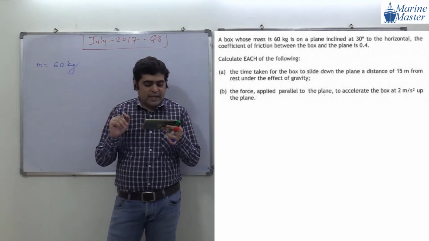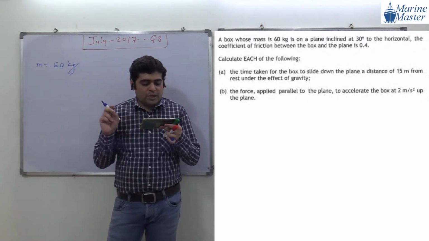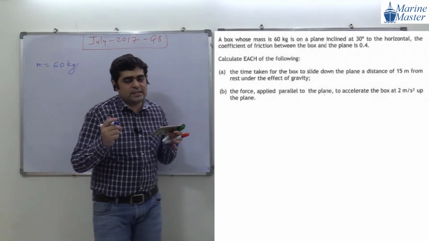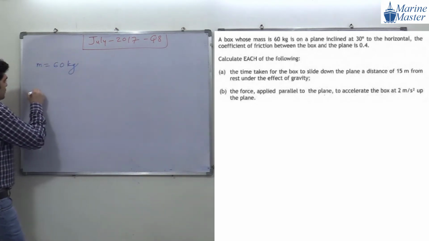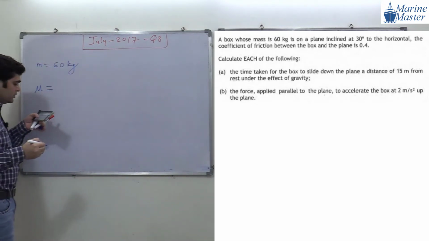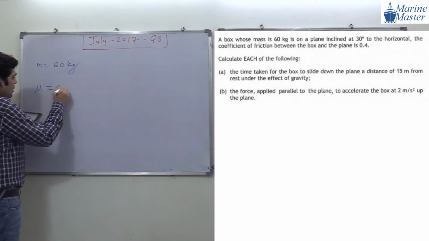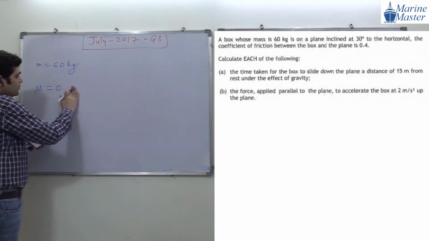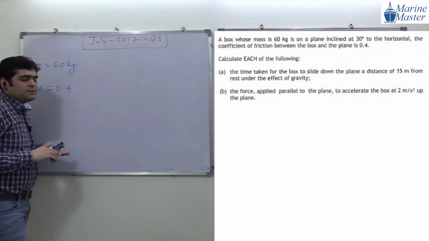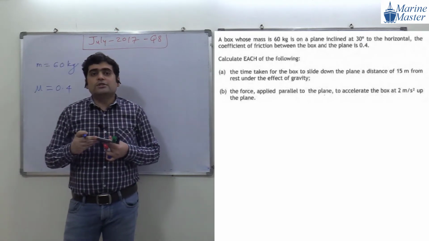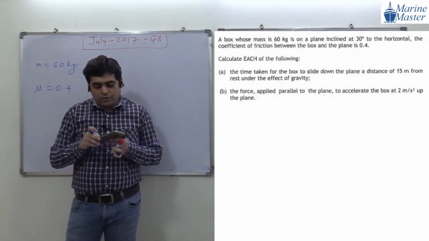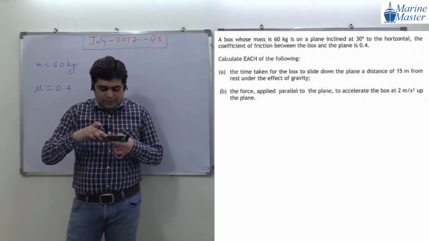Now what have they given next? The coefficient of friction between the box and the plane. So they have given us mu. How much is the value of mu? The value of mu is 0.4. Okay, now try to see the next scenario.